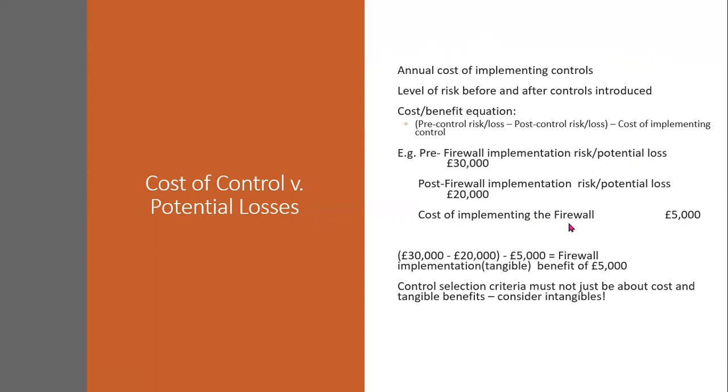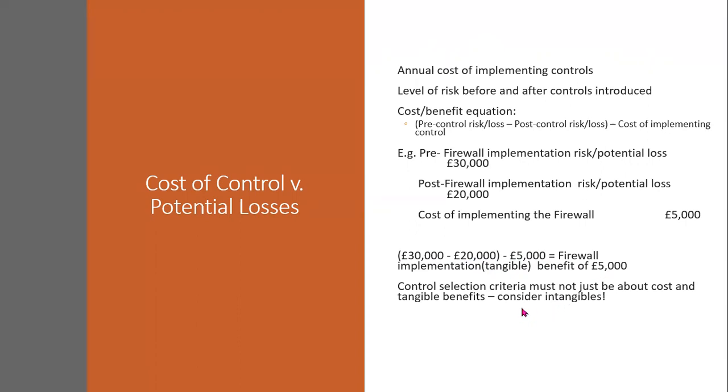The cost of implementing the firewall is £5,000. So the cost benefit is the benefit minus the £5,000 cost of the firewall. Tangible benefit of £5,000. So 30,000 minus 20,000 and then minus 5,000 gives us £5,000. That is just a financial benefit of £5,000.